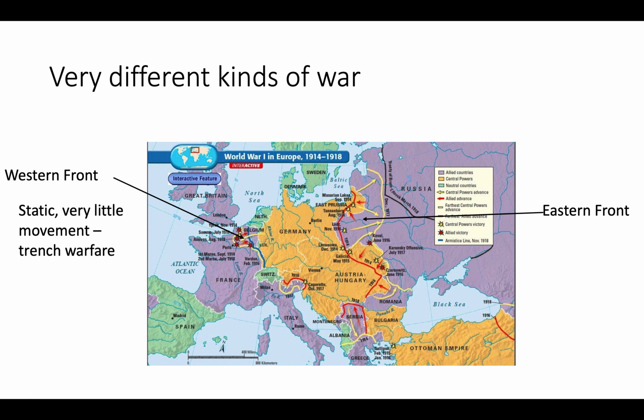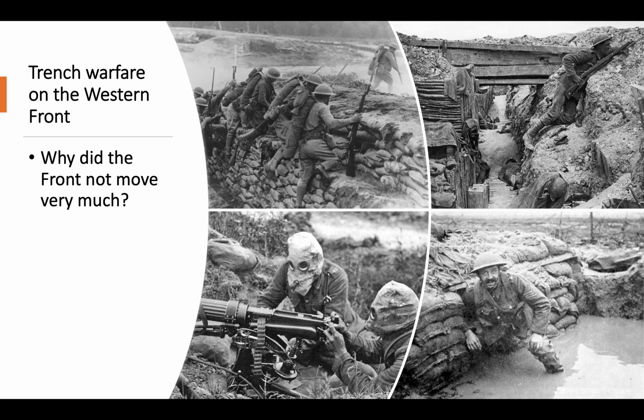And it's a kind of warfare which was very static. People weren't moving. This is trench warfare, the Loopgraaf oorlog. On the Eastern Front, there was some trench warfare, but there was much more movement. It's a very different type of war. So today we're looking at the Western Front. I'm going to answer this question: why did the front not move very much?